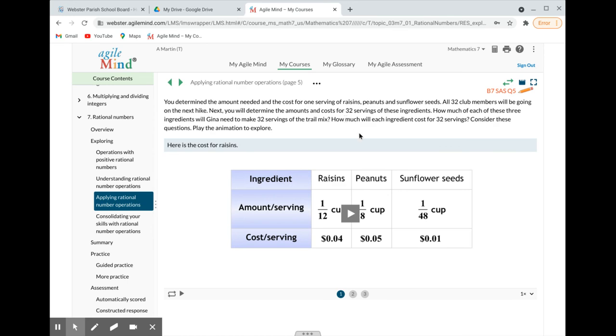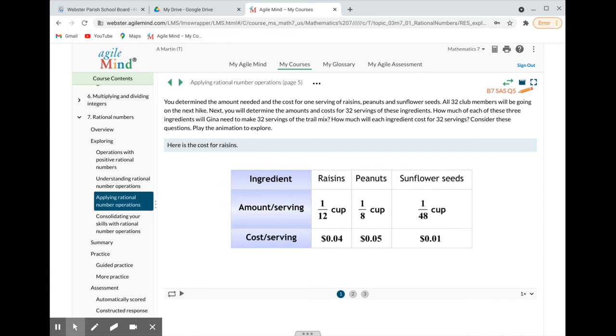All right, would you read this for us, please, Isamian? You determine the amount needed and cost for 1 serving of raisins, peanuts, and sunflower seeds. All 32 club members will be going on the next hike. Next, you will determine the amount and cost for 32 servings of the ingredients. How much of each of these 3 ingredients will Gina need to make 32 servings of trail mix? How much will each ingredient cost for 32 servings? Consider these questions. Play the animation to explore.